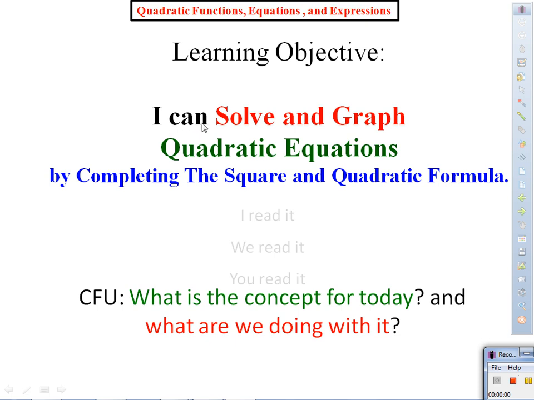So, our objective for today: can solve and graph quadratic equations. Today we're going to start wrapping up the quadratic equations portion and moving into substituting values for imaginary numbers. So, hopefully all the practice that we did already is going to start kicking in. Yes? All right.